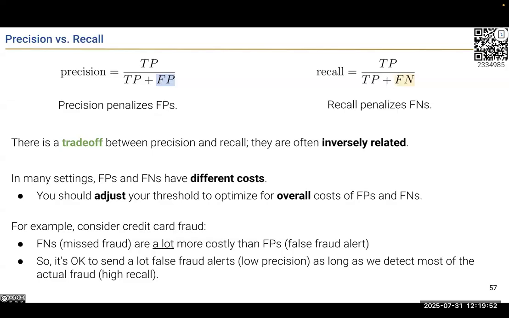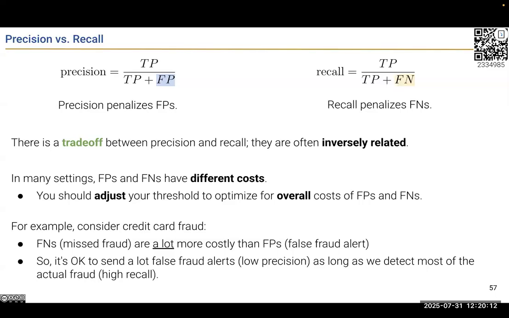So in this case, it's okay to have a low precision, to have a lot of false positives, as long as we have a high recall. As long as we detect all of the fraud, as long as we have a very low false negative rate.